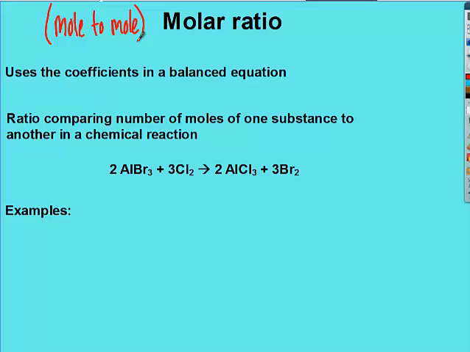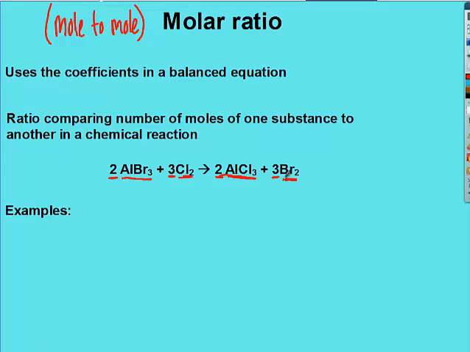This problem right here on the board is not on your paper, so just look and observe. You're just looking and listening. So here I have 2 moles of AlBr3 reacts with 3 moles of Cl2. And if I put those in a bag, what am I going to get? I'm going to get 2 moles of AlCl3 and 3 moles of Br2.